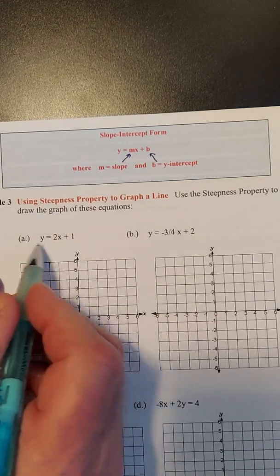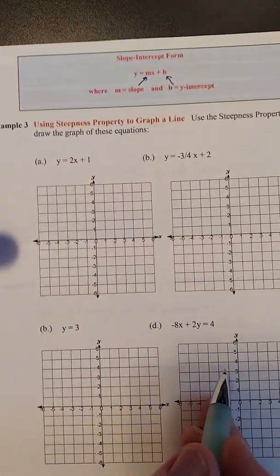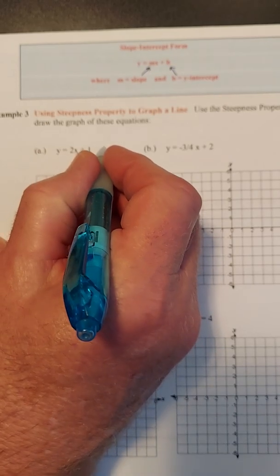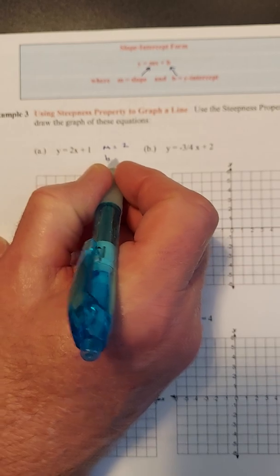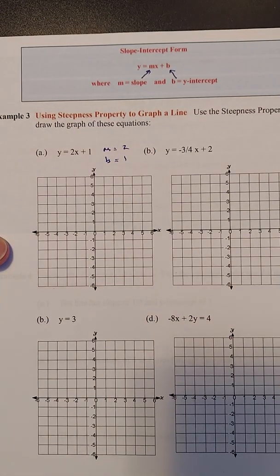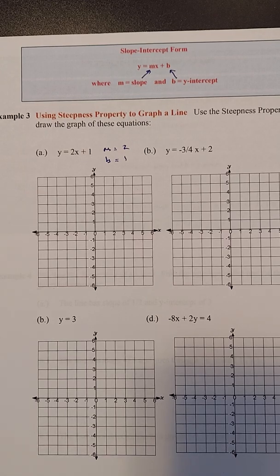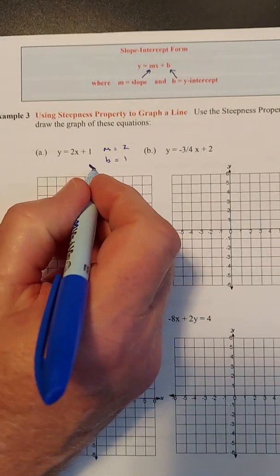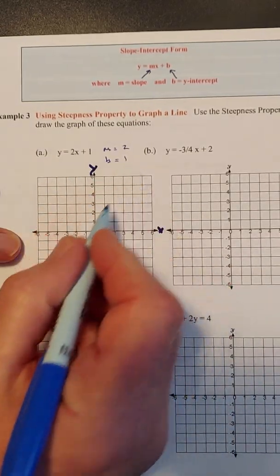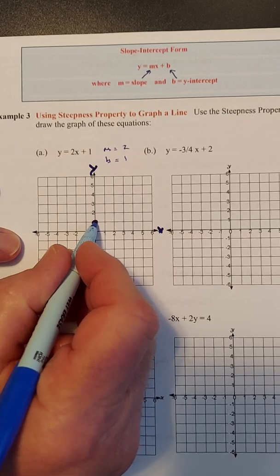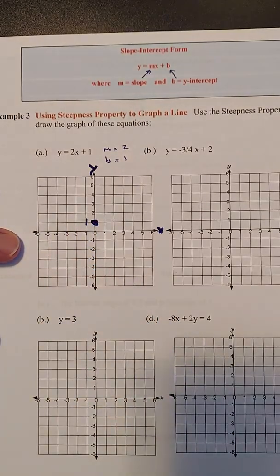So let's look at this one here. I've got y equals 2x plus 1. I know from that m is equal to 2 and b is equal to 1. I'm going to switch pens here real quick. With the graph, it'll show up a little bit better. On the y-axis, remember here's the y-axis, that's the x-axis. On the y-axis, I want to locate 1. So when I do, it's right here. That's what the intercept tells me.